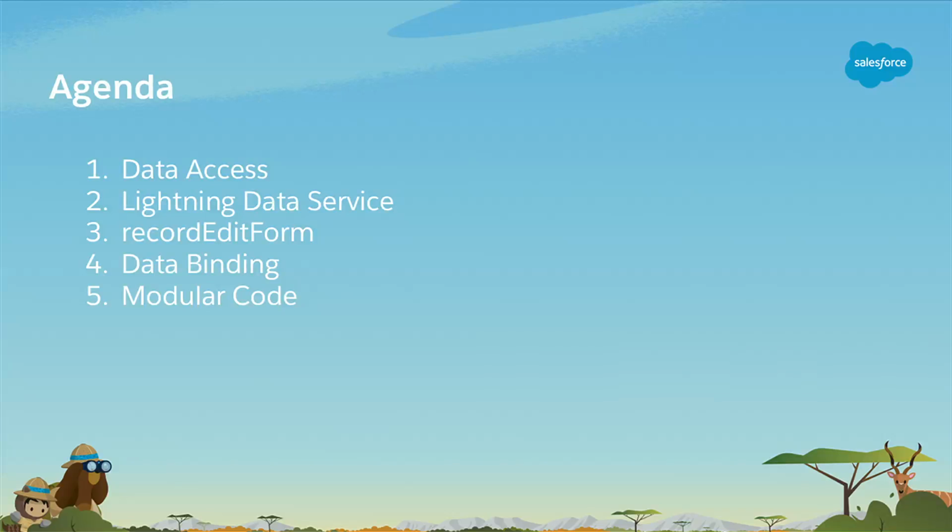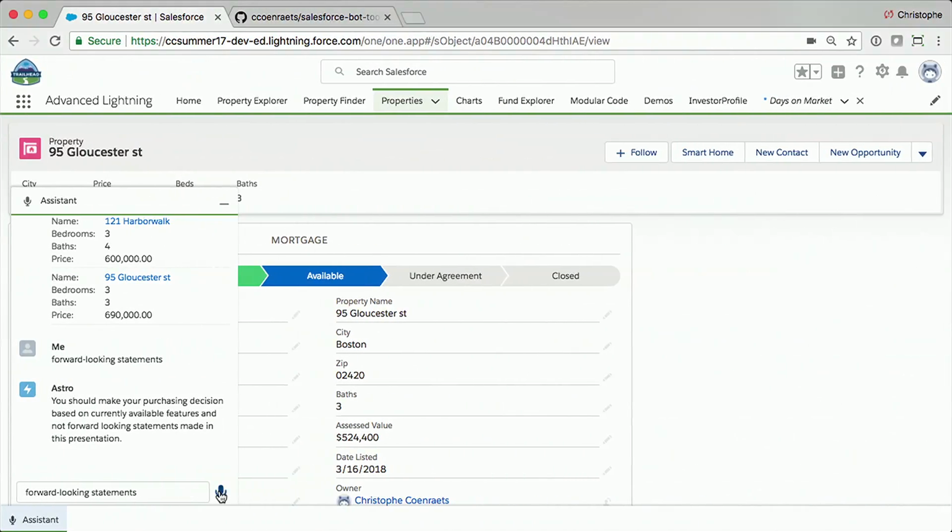OK, so what are we going to talk about? We're going to talk about advanced topics, including advanced data access strategies. We're going to talk about the Lightning Data Service, again, pretty advanced topics, new components like the record edit form. I'll tell you little things about data binding that you may not know. And then I think what's really important when you're building components is to be able to build reusable, also known as modular code. OK, so with that, let's get started.